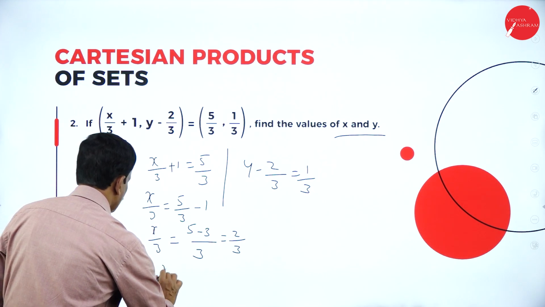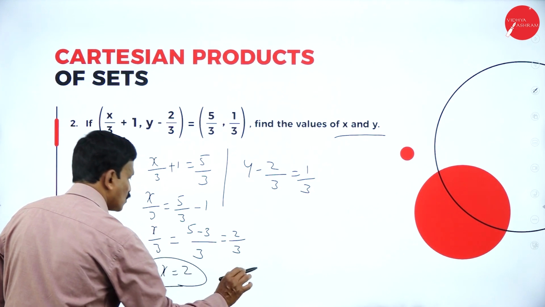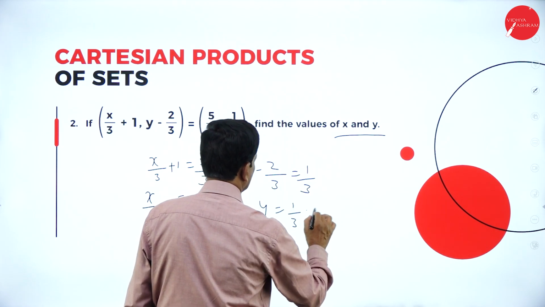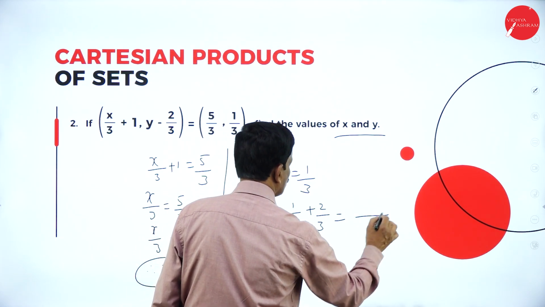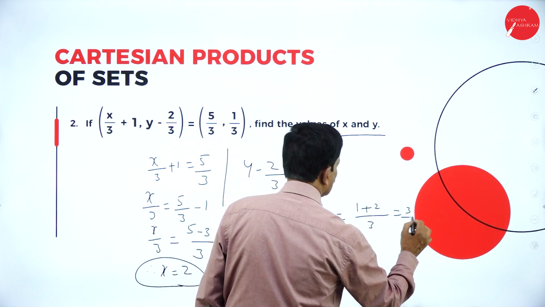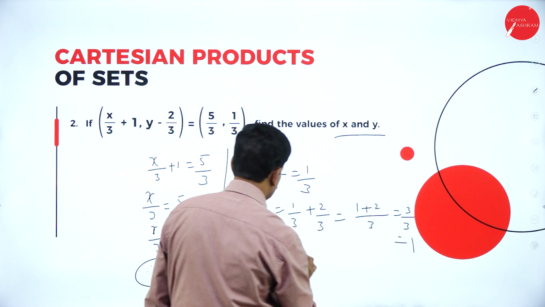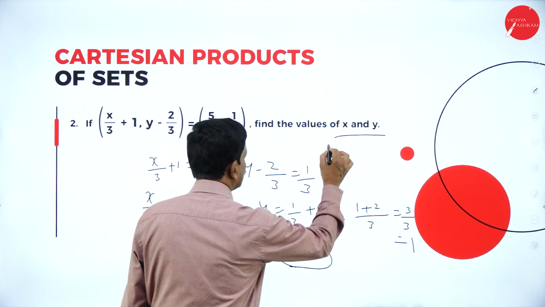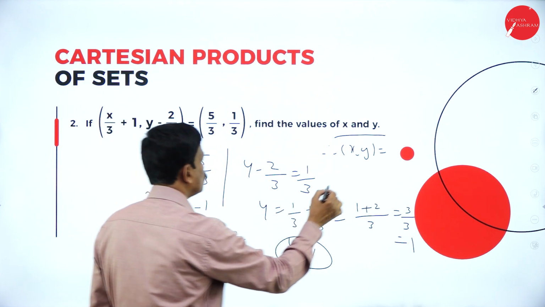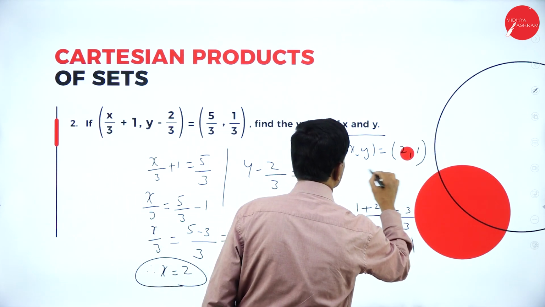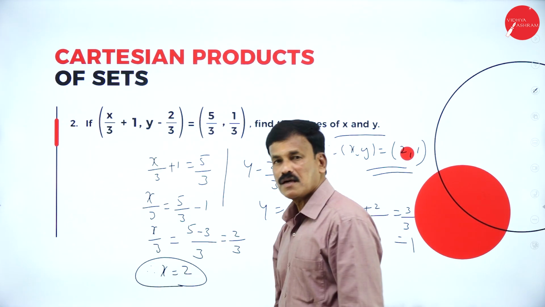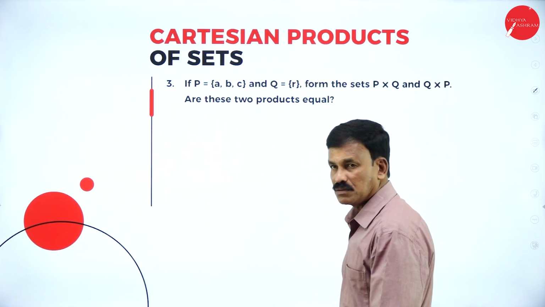3 gets cancelled. Therefore x is equal to 2. Here y is equal to 1 by 3. Transfer minus 2 by 3, it becomes plus 2 by 3. Take LCM, 3 is LCM. 3 gets cancelled, 1 plus 2, this is 3 by 3 which is equal to 1. So y is equal to 1. Therefore (x, y) is equal to (2, 1). X is equal to 2 and y is equal to 1. That's it. Right. Now move on to the next problem.